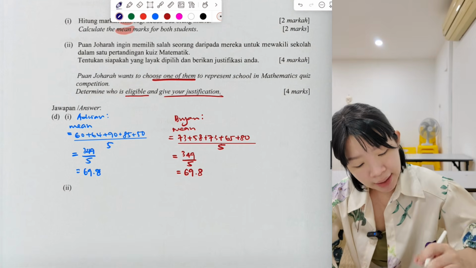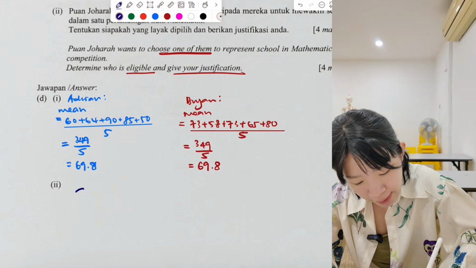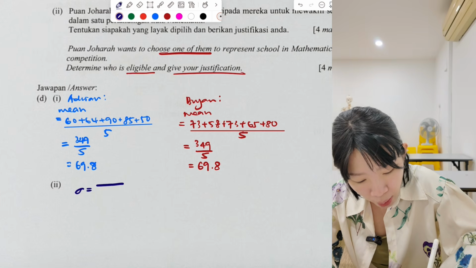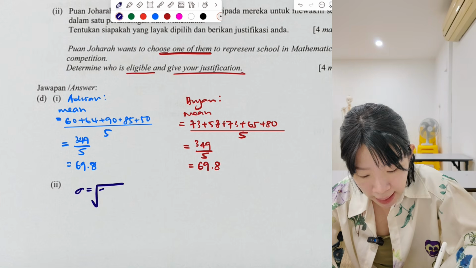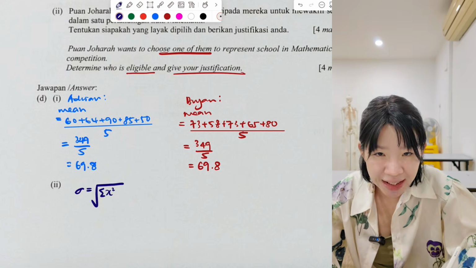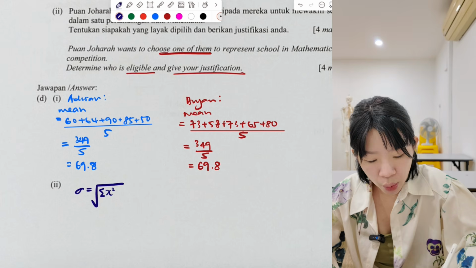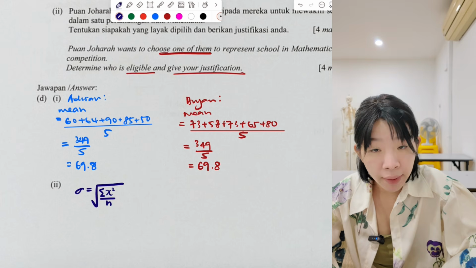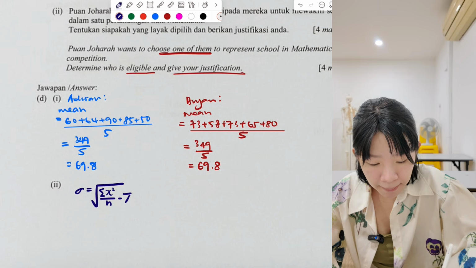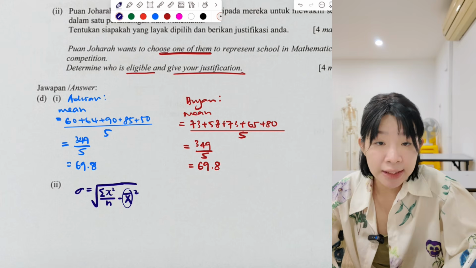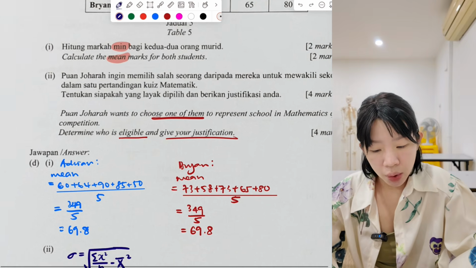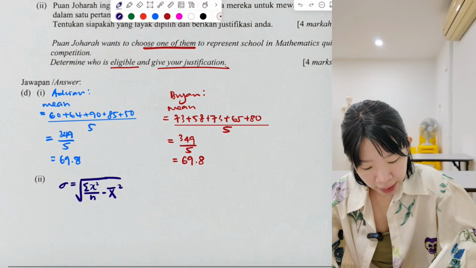So let's find the standard deviation. We write the formula: standard deviation equals square root of sum of x square over n, minus mean square. The x means the data. Every data is squared, then added together, divided by the number of data, and then minus the mean square. We have to find Adrian's first.